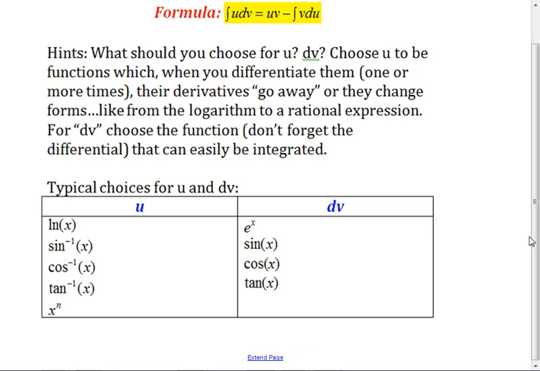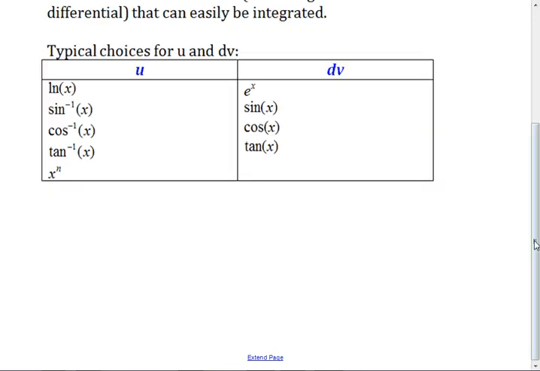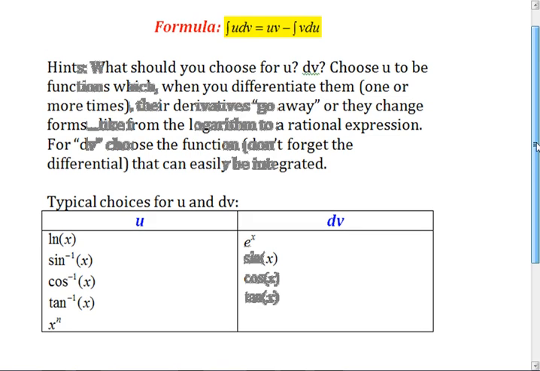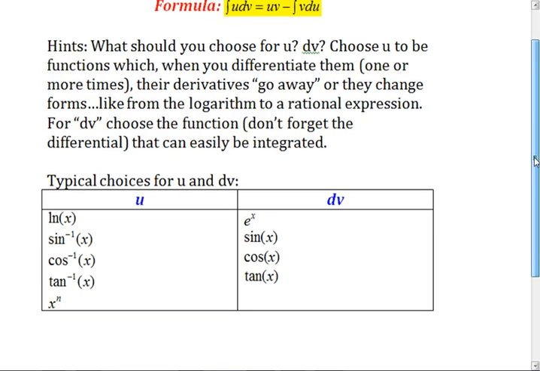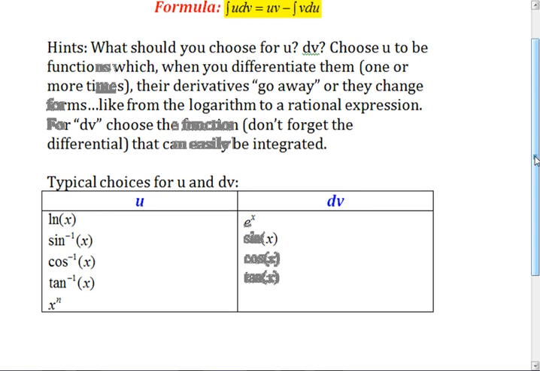Here's the problem. How do you decide which part is u, which part is dv? That's why it's called integration by parts. Okay, listen carefully, guys. Choose u to be functions that, when you differentiate them, either go away or change their form. Like the derivative of the log of x changes its form. If this is u, then what would du be here? This would be 1 over x dx.